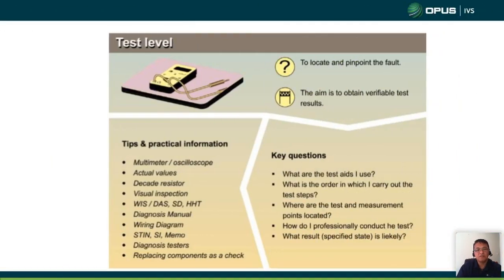So test level. These are the tools normally used to locate and pinpoint the fault, and your goal is to aim for a verifiable test result. And these are all the tips and practical information that you can use, like before. You have to use any available tools or tester in the workshop. This is only an example. What do you need to do when you locate or pinpoint the fault codes or the complaint?